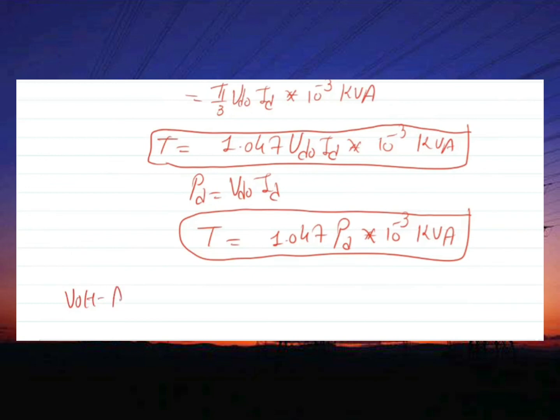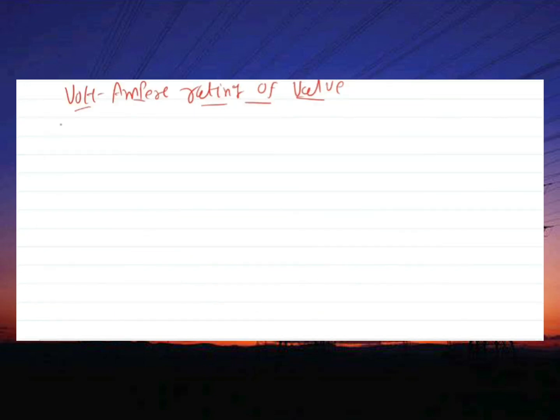Now, the volt ampere rating of a valve. The volt ampere rating of each valve is the product of the average value of current through the valve and the peak inverse voltage of the valve. The peak inverse voltage in terms of DC voltage, called the PIV, peak inverse voltage, is equal to VDO into pi by 3.